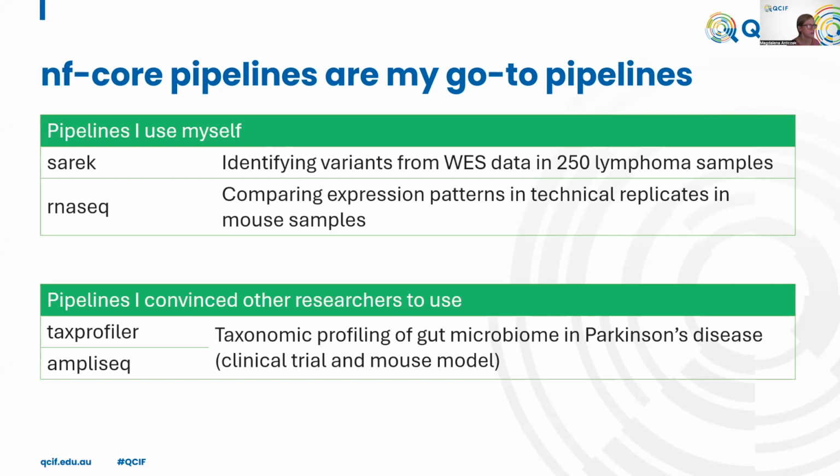So I use Sarek, for example, to identify variants from whole exome sequencing in over 200 lymphoma samples. Then RNA-seq, I compared expression patterns in technical replicates from some mouse samples. Then as I mentioned before, I'm supervising a project for a PhD student, and she's been using taxprofiler and AmpliSeq for some taxonomic profiling of gut microbiome.